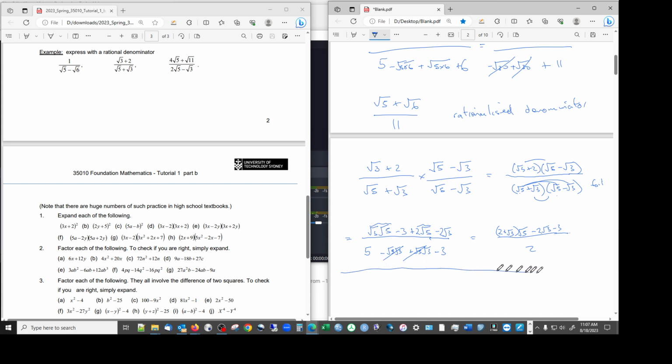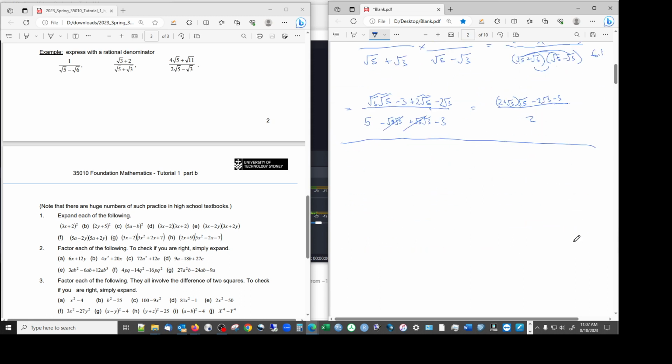Alright, let's do another example. 4 root 5 plus root 11, and we've got 2 root 5 minus root 3. So we don't want to change this, but we're going to use a conjugate. So we're going to have 2 root 5 plus root 3 divided by 2 root 5 plus root 3. So this is a form of 1 that serves the purpose of not changing the quantity, but at the same time rationalises the denominator. So if we take the numerator, we'll get 4 root 5 times 2 root 5.